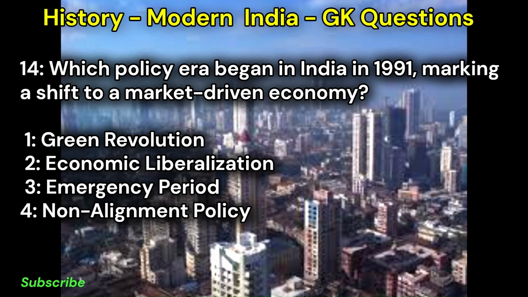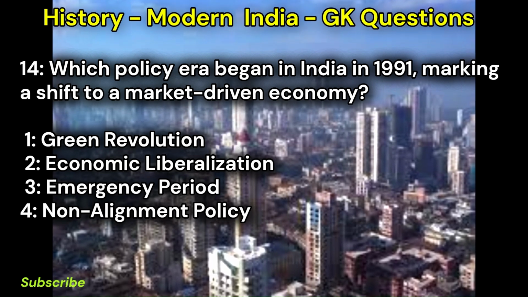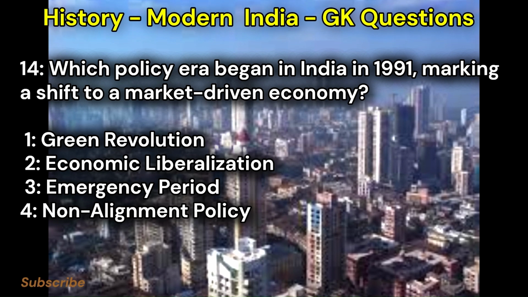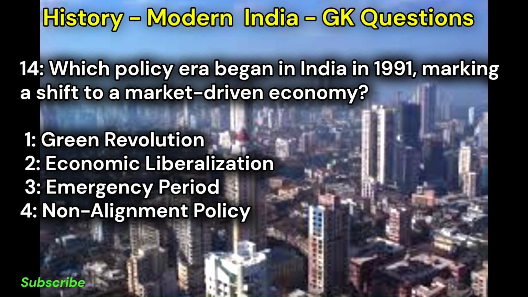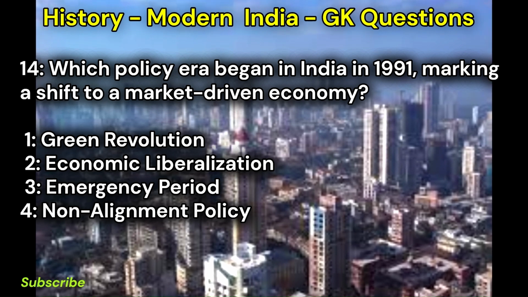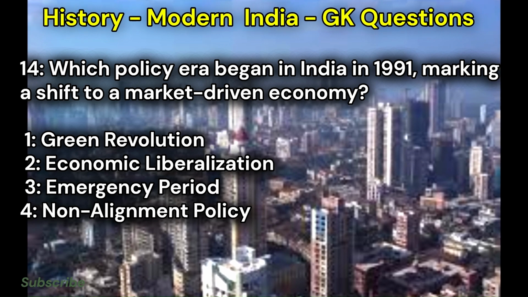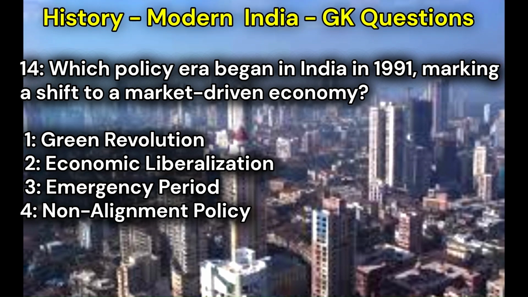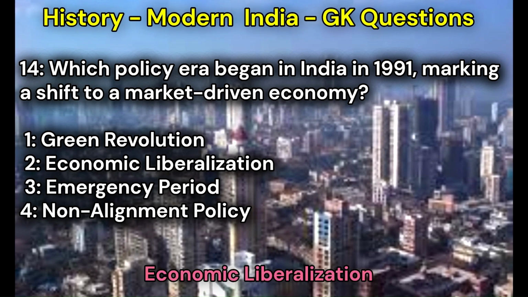Question number 14. Which policy era began in India in 1991, marking a shift to a market-driven economy? The options are: Option 1, Green Revolution. Option 2, Economic Liberalization. Option 3, Emergency Period. Option 4, Non-Alignment Policy. The correct answer is Economic Liberalization.